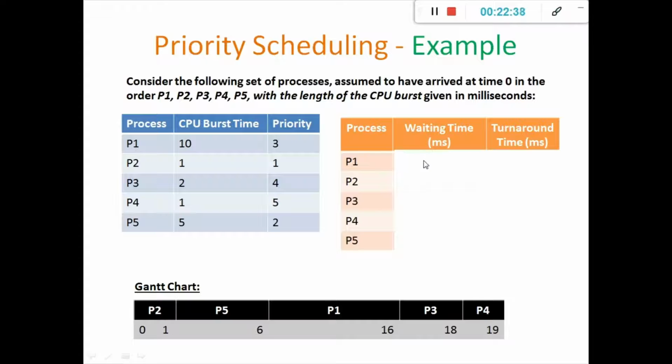Now let us look into the waiting time and turnaround time of the processes. For P1, the waiting time is, see, P1 waits until 6 milliseconds to get its turn.